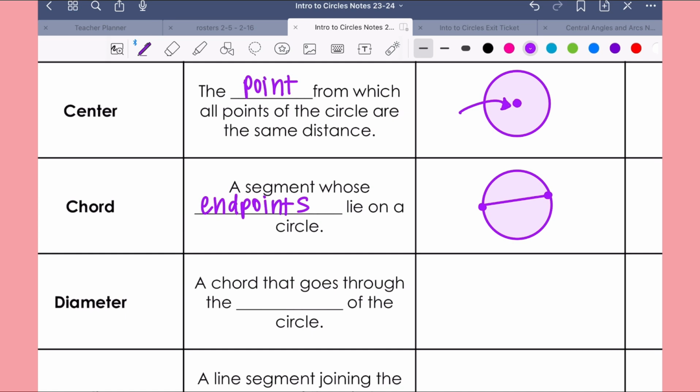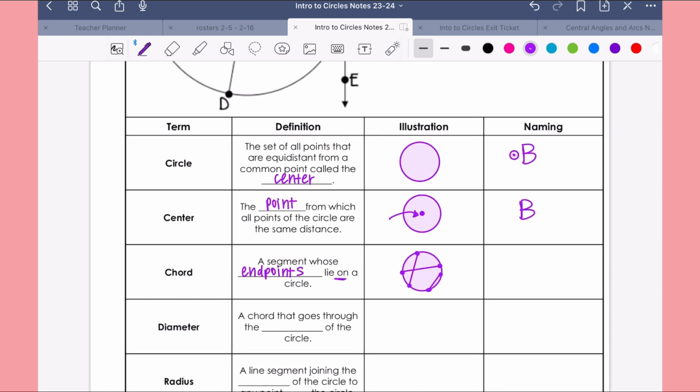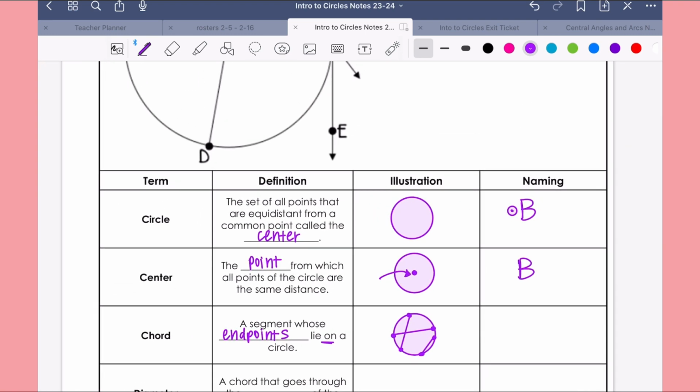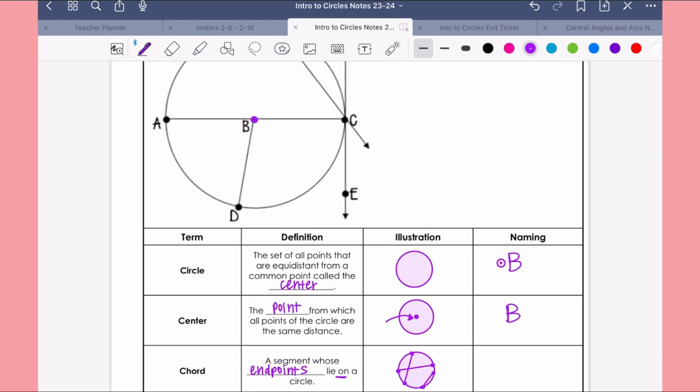One thing about chords is that they can be anywhere in the circle, so they could even be small as well. They could intersect each other, so that you could have one going this way as well. As long as the endpoints are on the circle, it is a chord. So what kind of chords do we have here? Let's see on our diagram.